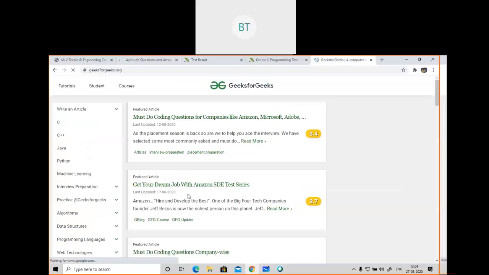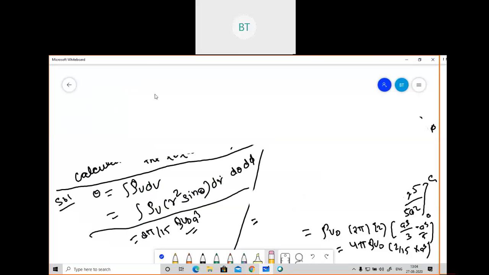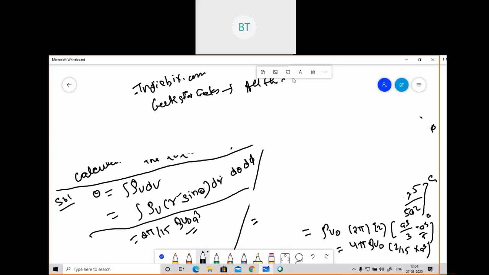So two sites I have told you. IndiaBix.com is for aptitude and C programming. Second is Gigs for Gigs. All the company papers related to electronics, IT, EC, whichever company you think, IBM, Infosys, any company paper you'll find here. So try to solve that kind of paper.